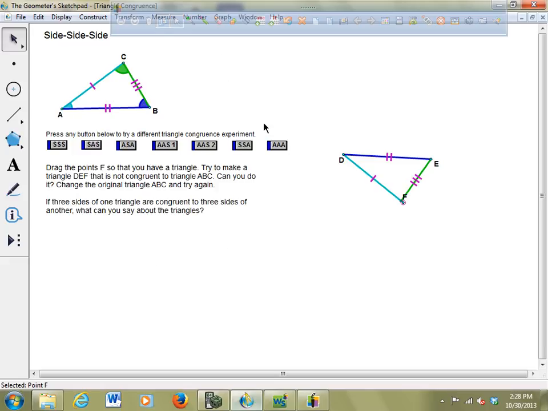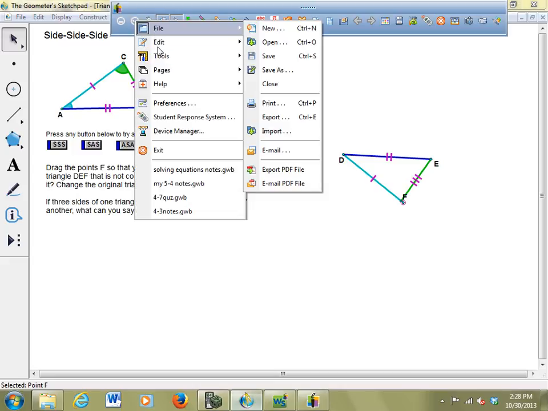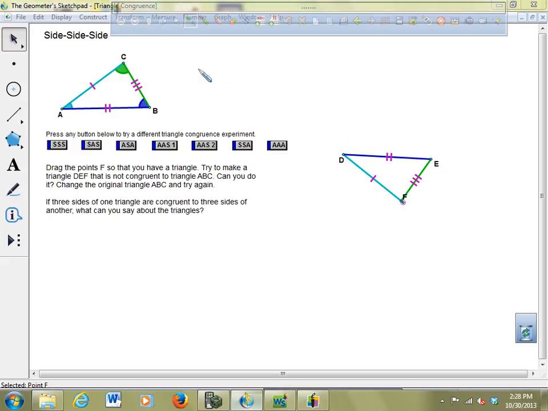So side, side, side says if three sides of one triangle are congruent to three sides of another, it's on that conjecture sheet, then the triangles are congruent. And you can have a little picture if you want. So if you wanted to draw a little picture, you could actually draw this picture. These two triangles. If this is congruent, you could draw this being congruent to that.